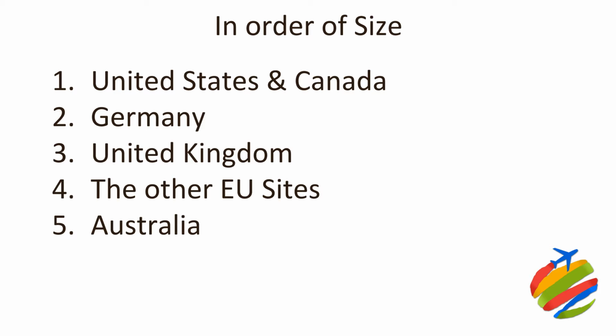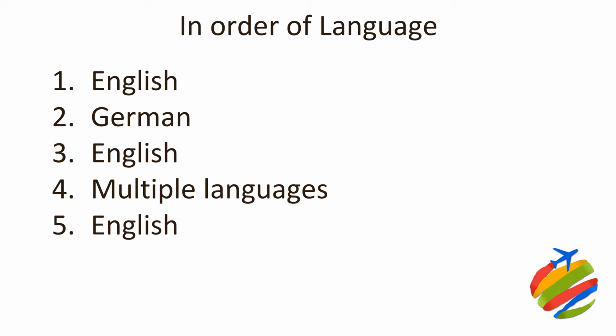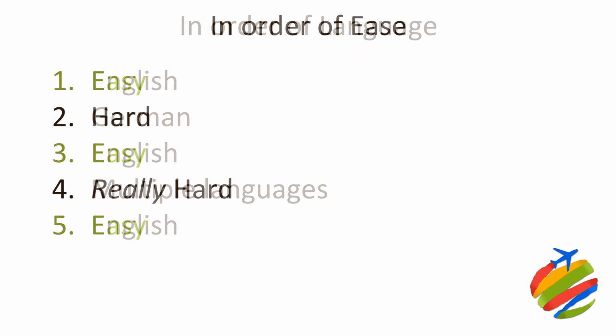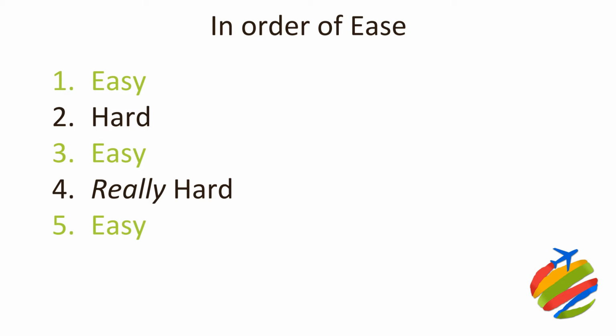Yeah, that's right. Now, if we change that slightly and put it in order of language, this suddenly starts looking a little bit easier, doesn't it? Yes, it looks a little less scary. We've got English, German, English, multiple languages, crazy to do that, I hasten to add, and English. And if we simplify that even further, we've got easy, which is the United States and Canada. We've got hard, which is Germany, and I've written that as hard because if you've tried learning a new language lately, you're not going to pick that up in 5 minutes. So I've put that down as hard.